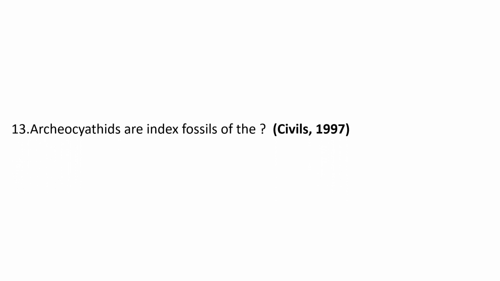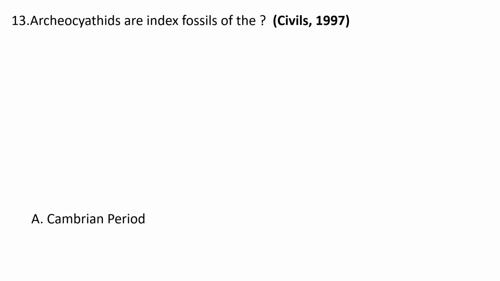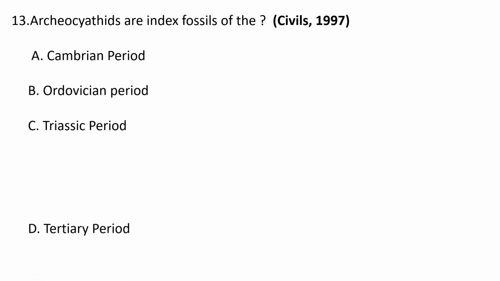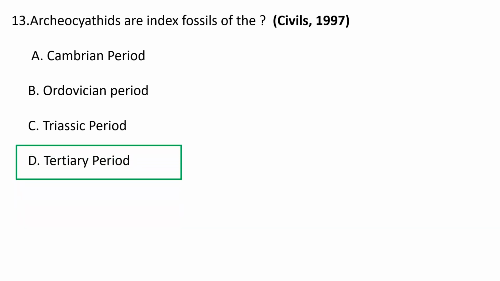Next question. Archaeocyathids are an index fossil of A. Cambrian period, B. Ordovician period, C. Triassic period, D. Tertiary period. Archaeocyathids is an index fossil of the Cambrian period.